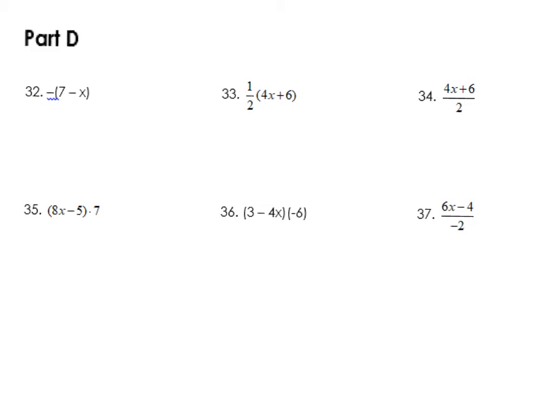All right, so now what's touching the parentheses in this one? What are we distributing? All we're distributing is a negative. So negative 7 plus x. That's it. Now, this one, I'm going to do it twice.